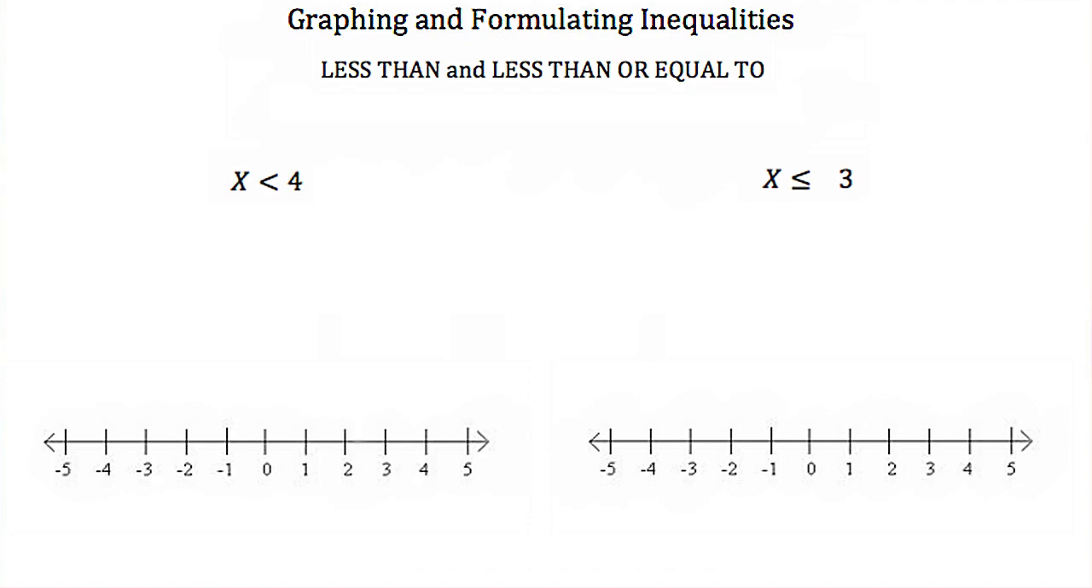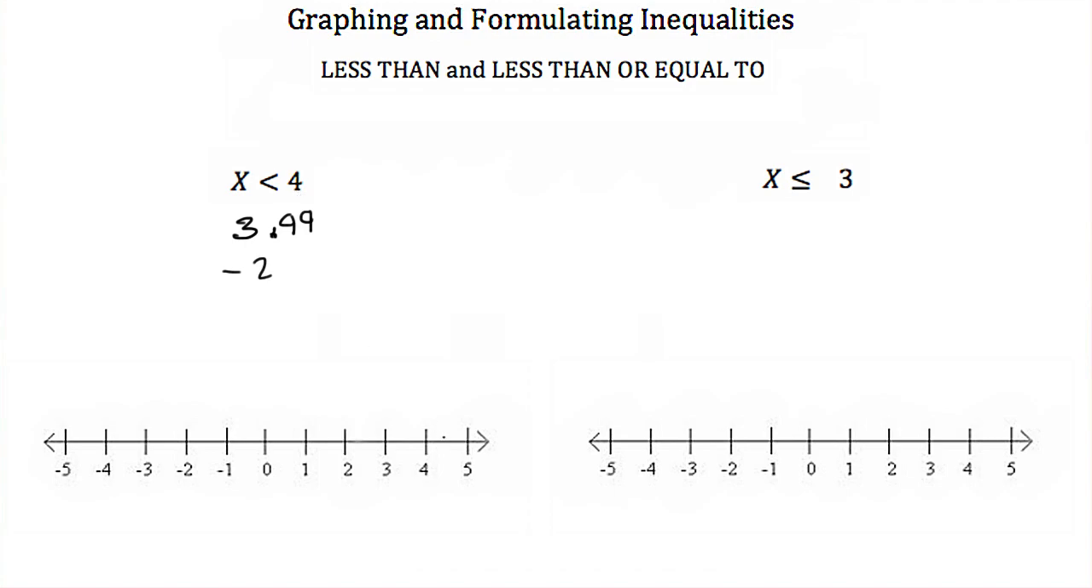Now let's try graphing the less than and the less than or equal to signs. Here we have the first expression, x is less than 4. Now since x is less than 4, that means x can be any number less than 4. So x can be 3.99. x can be negative 2. It can be any number less than 4. Well, it also can't equal 4 because 4 is not less than 4.